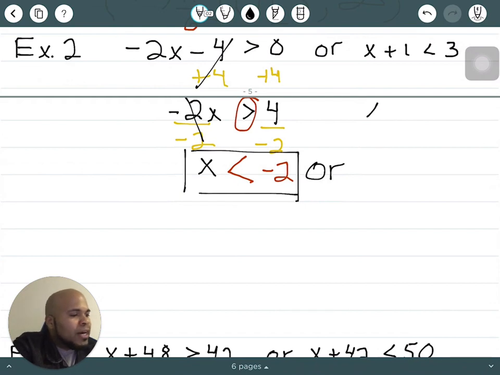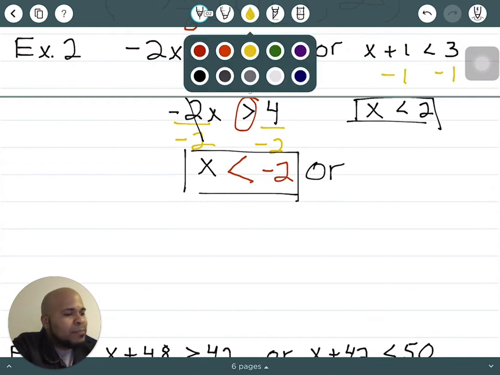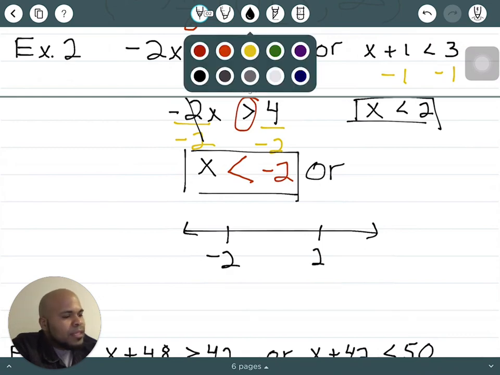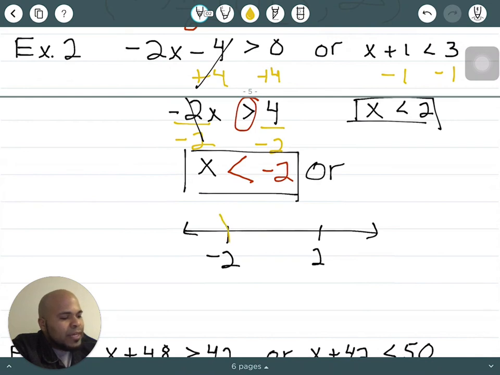Or over here I just subtract 1 from both sides, and I'm going to get x is less than 2. And once I do that, then I can create my graph, right? So if I come over here to create the graph, I plug in negative 2, I plug in positive 2, okay, and negative 2 is not included. And I only care about the things that are less than negative 2, so I'm going to the left. Positive 2 is not included either. So I only care about all the numbers that are less than 2.